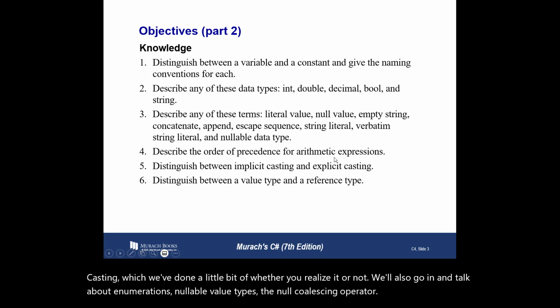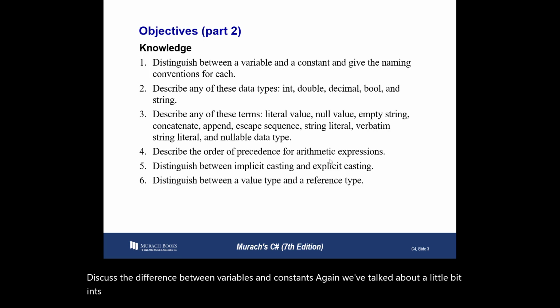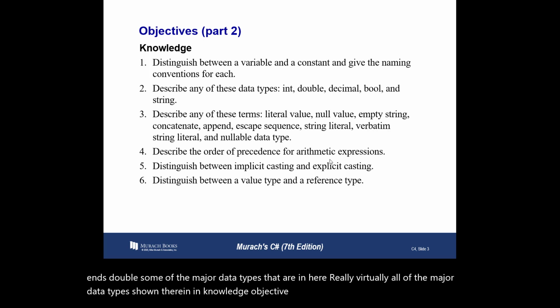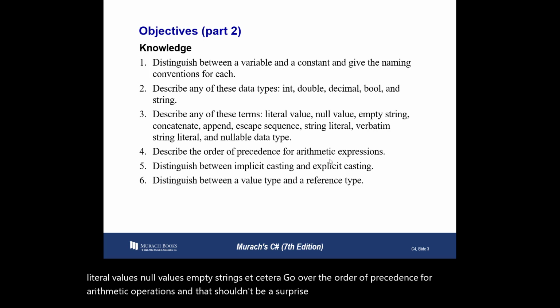Discuss the difference between variables and constants. Again, we've talked about these a little bit. Ints, doubles, some of the major data types, really virtually all of the major data types shown there in Knowledge Objective 2. Talk about some terminology, things like literal values, null values, empty strings, etc. Go over the order of precedence for arithmetic operations. And that shouldn't be a surprise. It's probably something you learned in junior high.